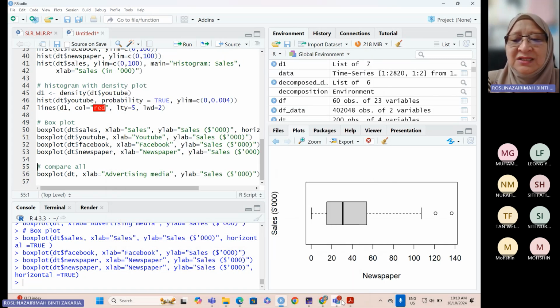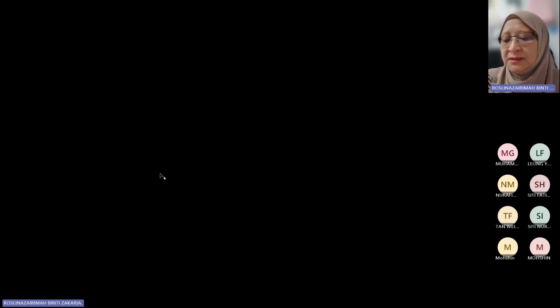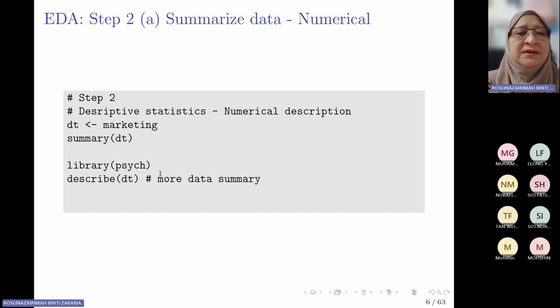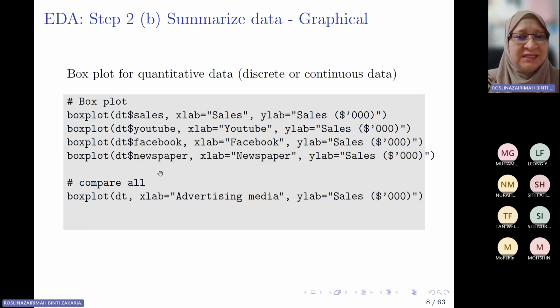So that is basically the steps, or we summarize graphical analysis. Before that, numerical. In this part we use graphical, normally a histogram or box plot. This is for continuous data, quantitative data. For qualitative data, you need to use a bar plot, pie chart, and so on. Because we are using quantitative data here, maybe next time we try using qualitative data and see how we draw the plot.